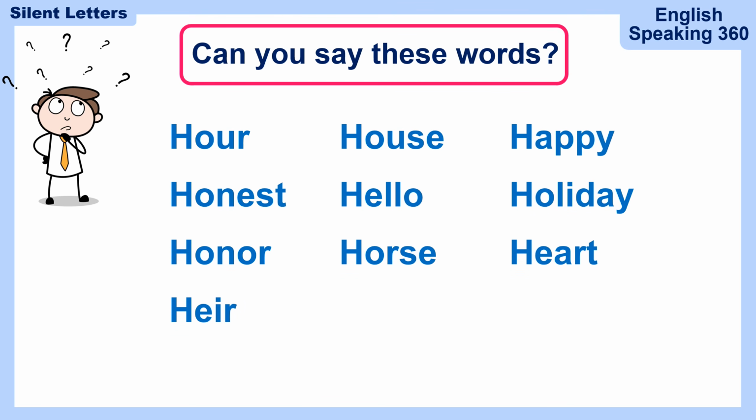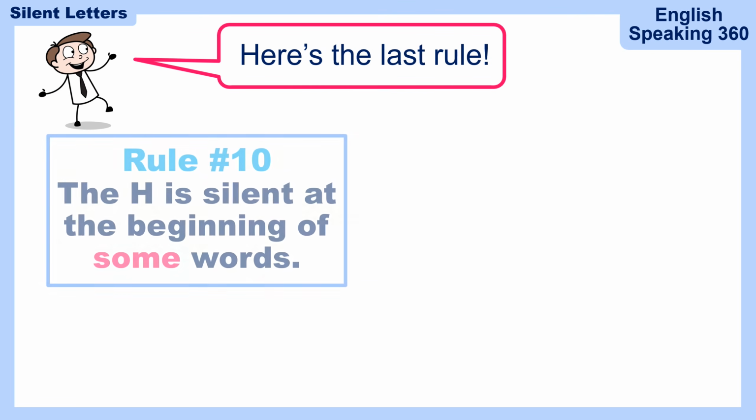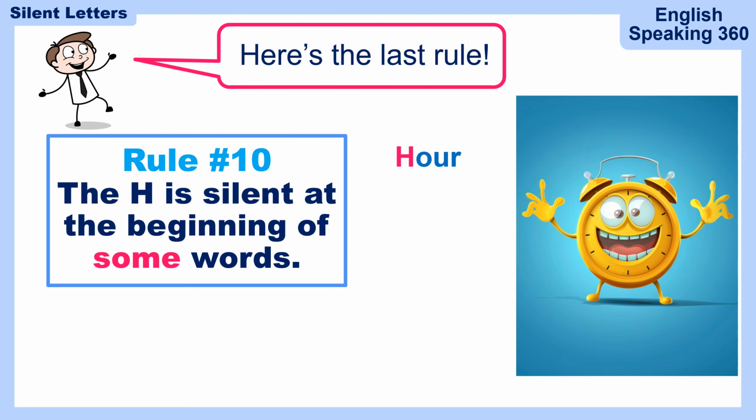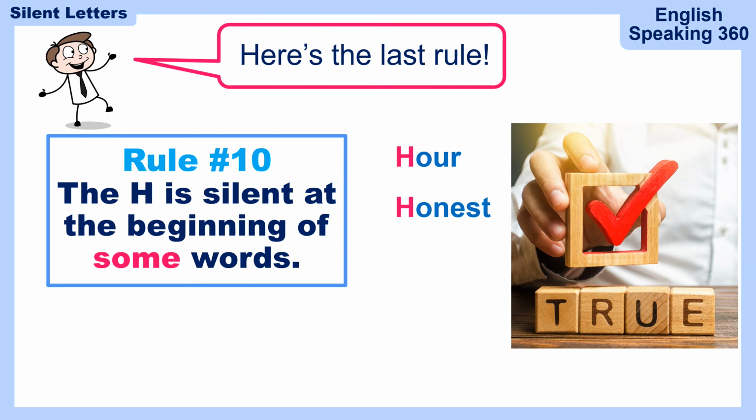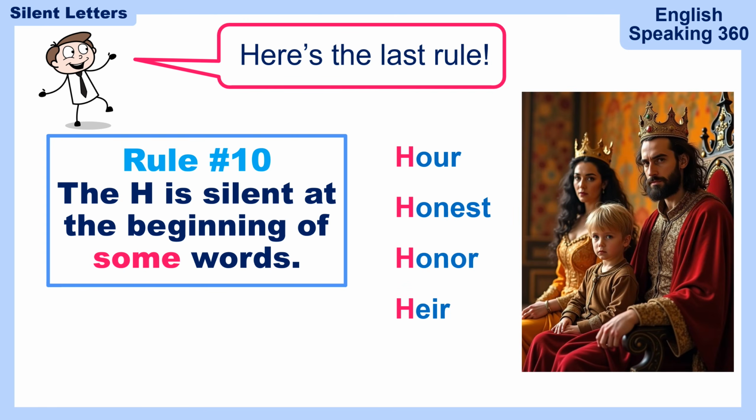Can you say these words? Which letter is silent? And what's the rule? Let's find out. Here's the last rule. Rule number 10. The H is silent at the beginning of some words, but you should know about those words. Here's the first one. Hour. 1 hour. We don't say 1 hour. Honest. He's an honest man. Honor. Your honor. Heir. The heir to the throne.